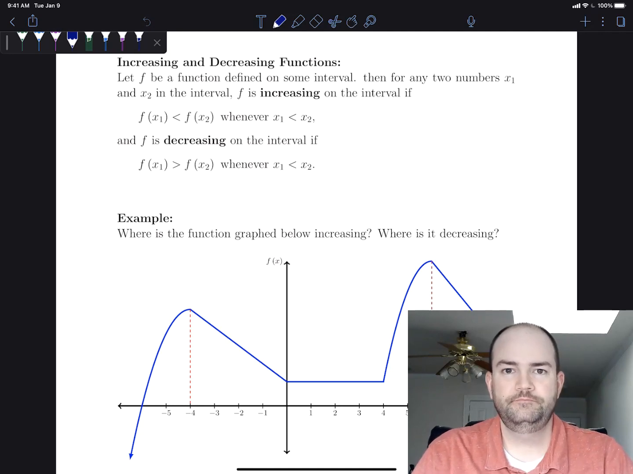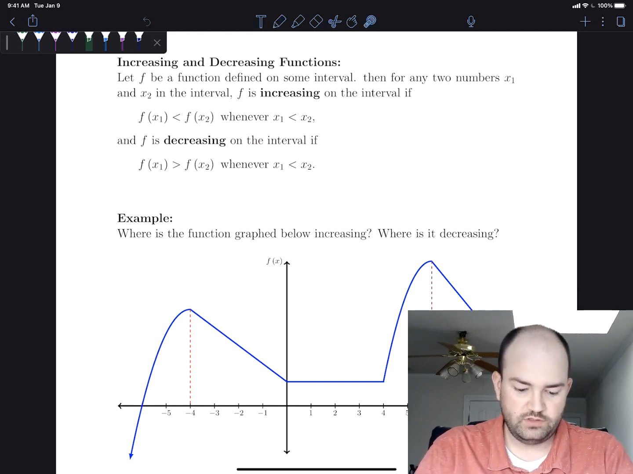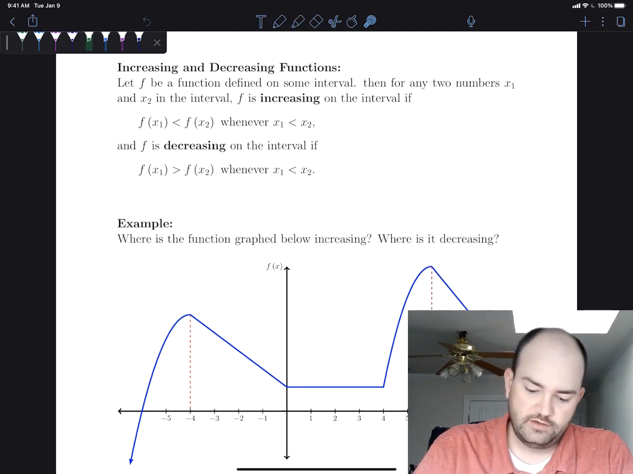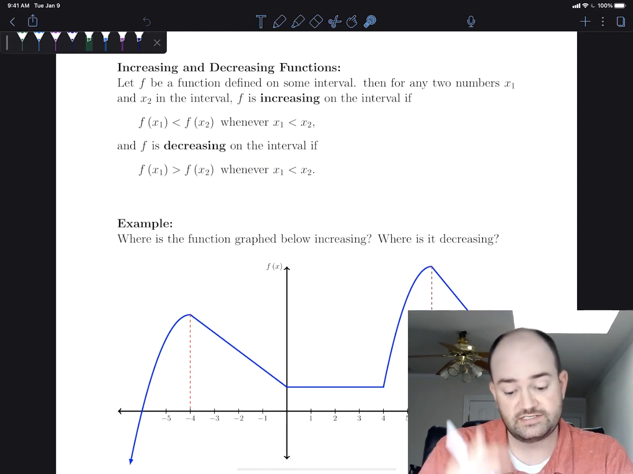Hello. In this video, we want to go ahead and look at increasing and decreasing functions. So we're going to let f be a function defined on some interval. Then for any two numbers, x1 and x2 in the interval, f is increasing on the interval if f of x1 is less than f of x2 whenever x1 is less than x2, and f is decreasing on the interval if f of x1 is greater than f of x2 whenever x1 is less than x2.